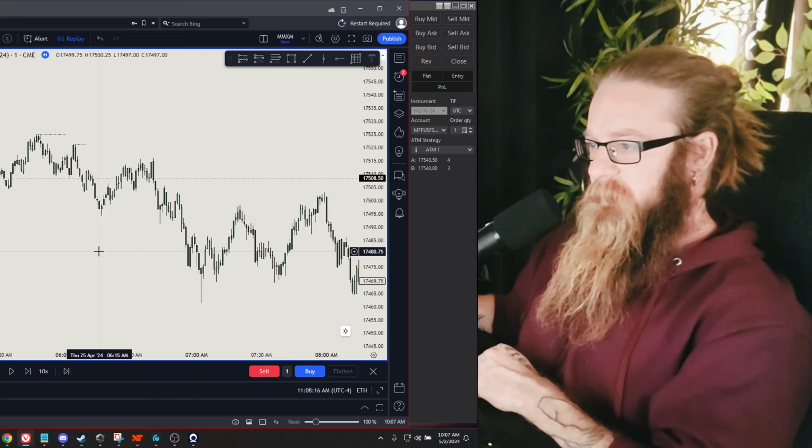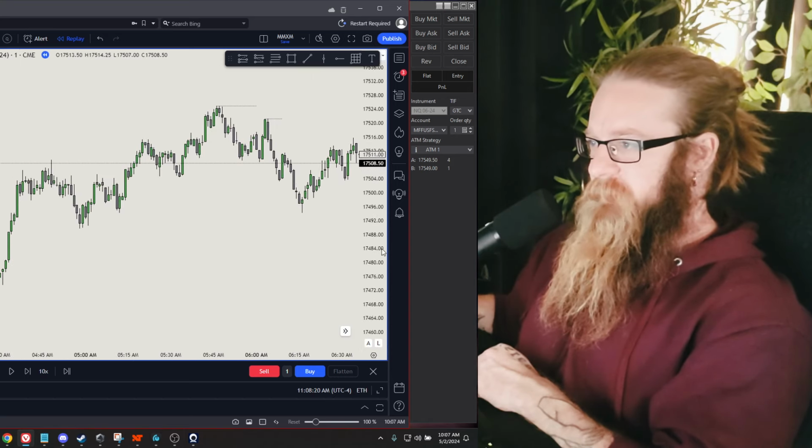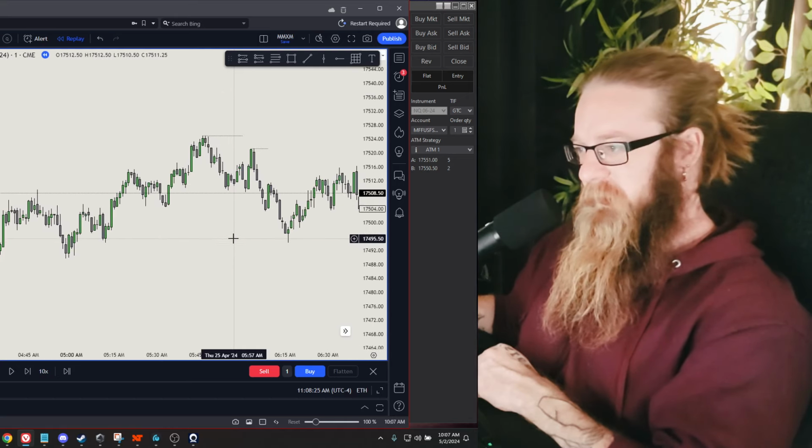For some reason my TradingView is running slow. I also have music in the background for the first time. Hopefully it's not too loud, but I think I'll edit that if it is.